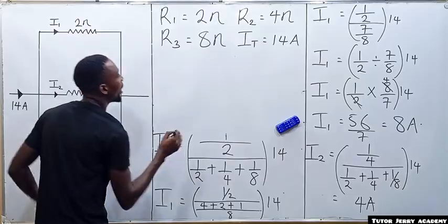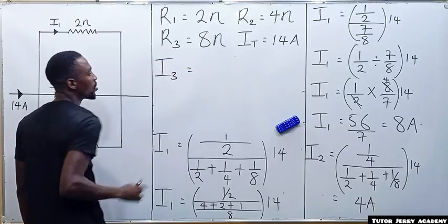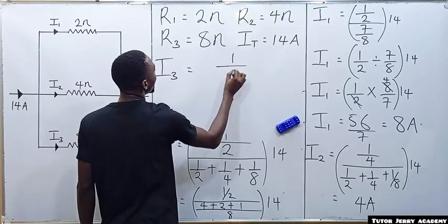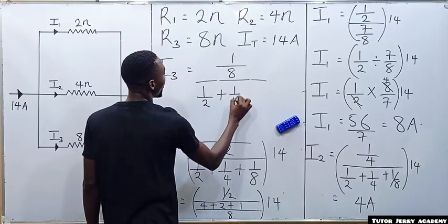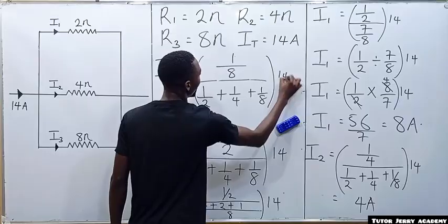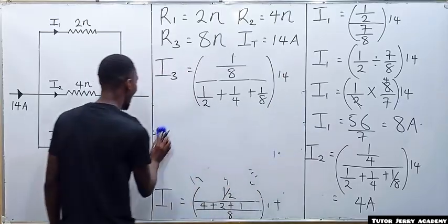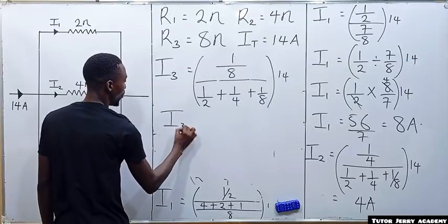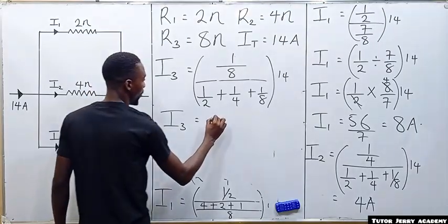All right, so let's go for I3 now. I3 will be equal to 1 over R3. So this is going to be 1 over 8, all over 1 all over 2, plus 1 all over 4, plus 1 all over 8. Then we are going to multiply this by 14. All right, so if you solve this carefully, you are going to have your I3. If you press it directly, you are going to have 2 ampere for your answer.